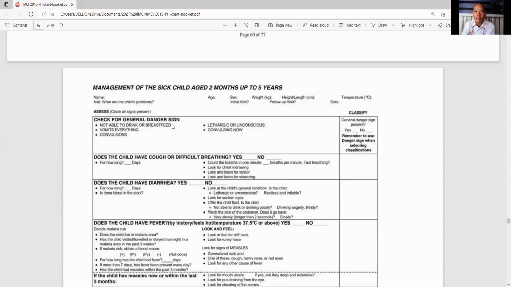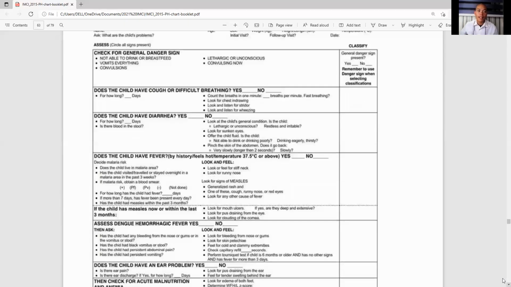Check for danger signs. Not able to drink or breastfeed. This is for 2 months to 5 years. So just encircle the danger signs when selecting classifications. Sinusundan natin yan. Does the child have difficulty breathing? So why is it like this? Because it is side by side already.